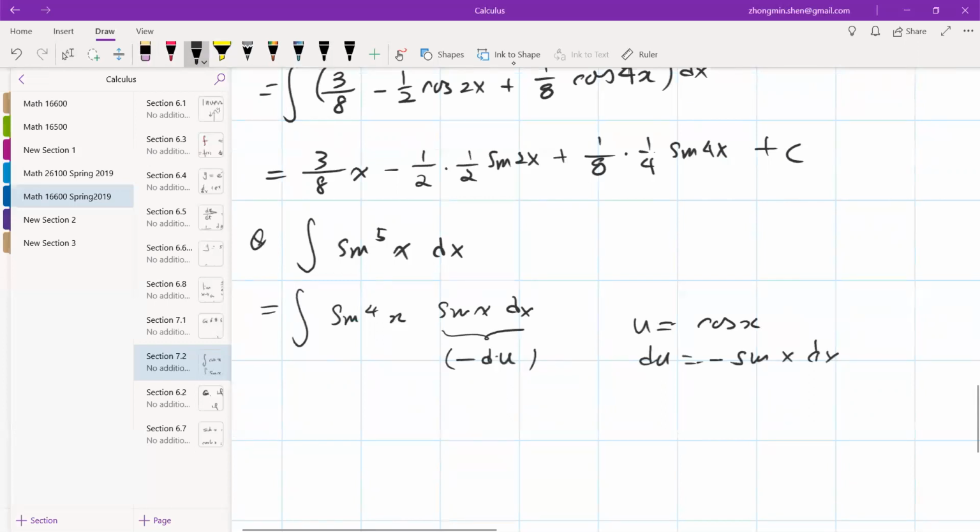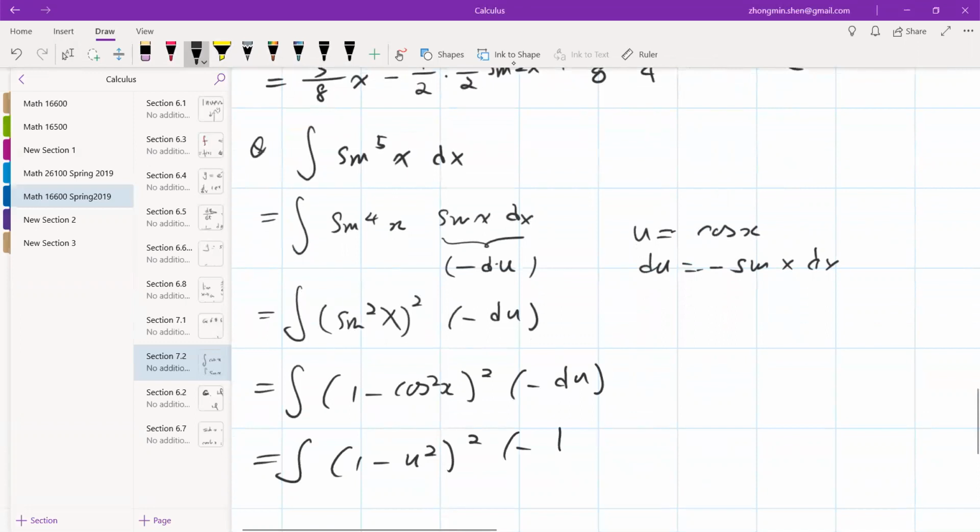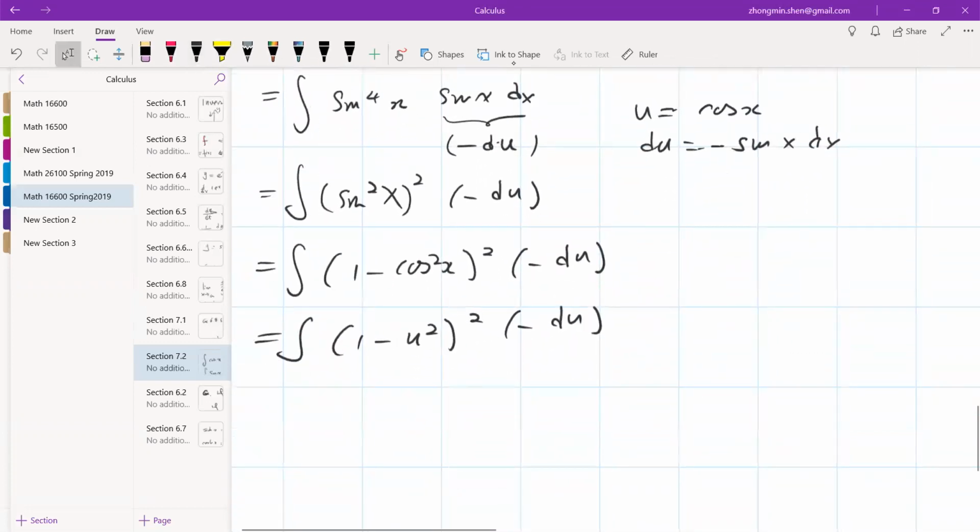Now, sine to the fourth power can be converted to some function that depends on u. This can be written as sine square squared. But sine square is going to be 1 minus cosine square. So it's (1 minus u square) squared, times negative du. But this is a polynomial. How do you evaluate this integral? It's going to be 1 minus 2u square plus u to the fourth power, times negative du. So it's just integrating a polynomial.